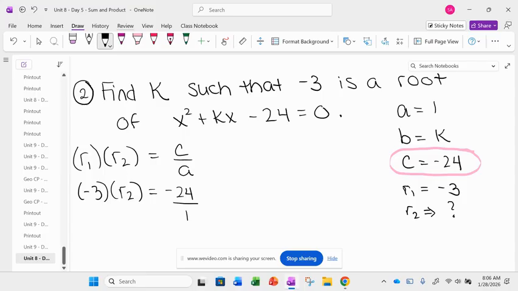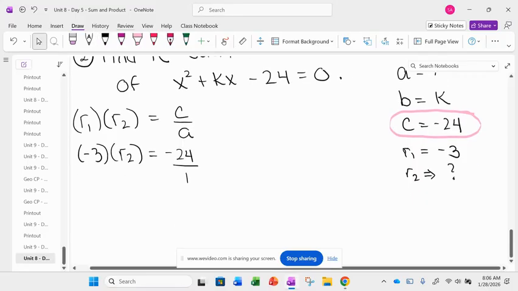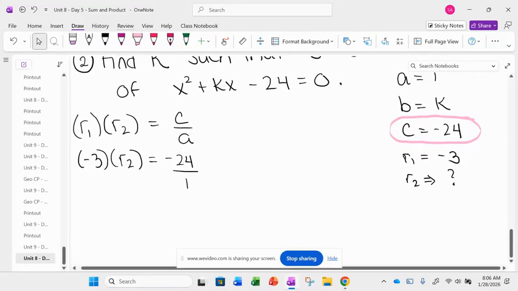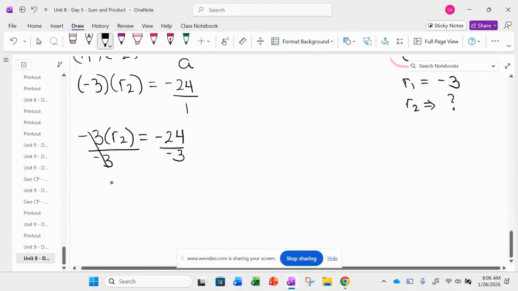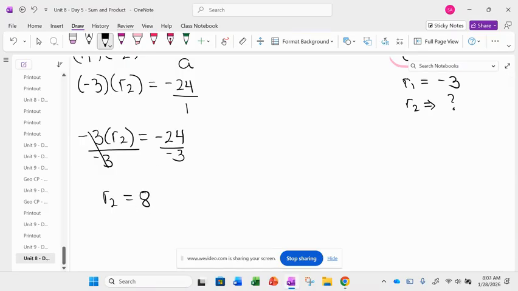One person, 2 people, 3 people, 4 people. Anushka? Good. Then we could add the 2 roots, and we know that's -b over a, so that will help us find what b is. So we're going to now solve this. I have -3 times our second root equals -24. So I divide by -3 on both sides. And then we end up with our second root being -24 divided by -3, which is 8.